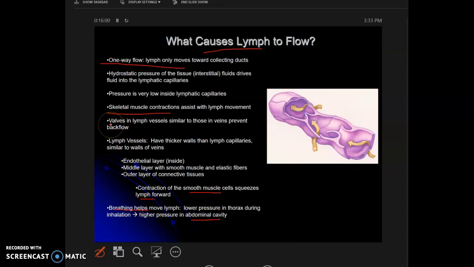Now, how is the backflow prevented? Backflow is prevented because they have valves. This is interesting. Of blood vessels, only the veins have valves, but the lymph vessels, all of them will have valves which will prevent backflow. Okay, so these things you have to know and remember and keep in mind.